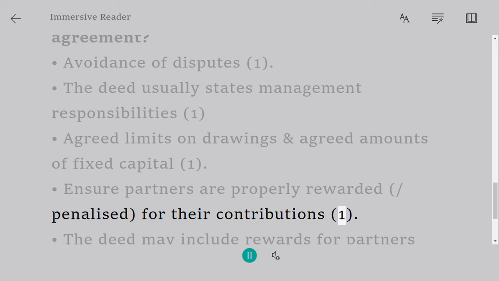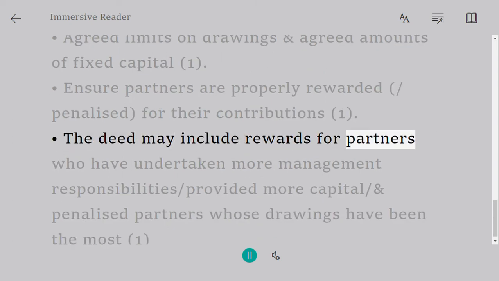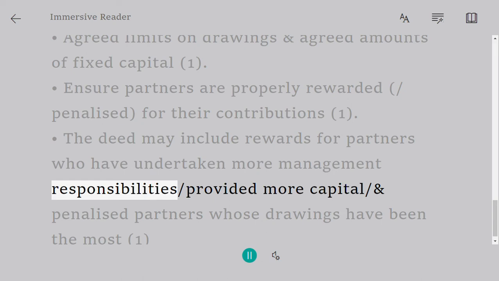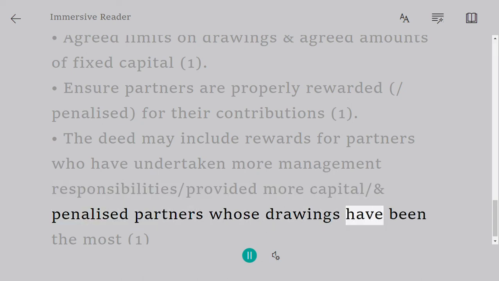4. The deed may include rewards for partners who have undertaken more management responsibilities or provided more capital, and penalize partners whose drawings have been the most.